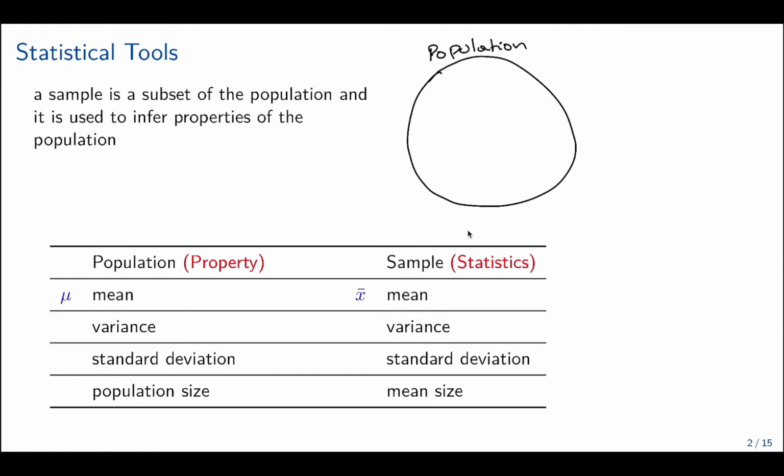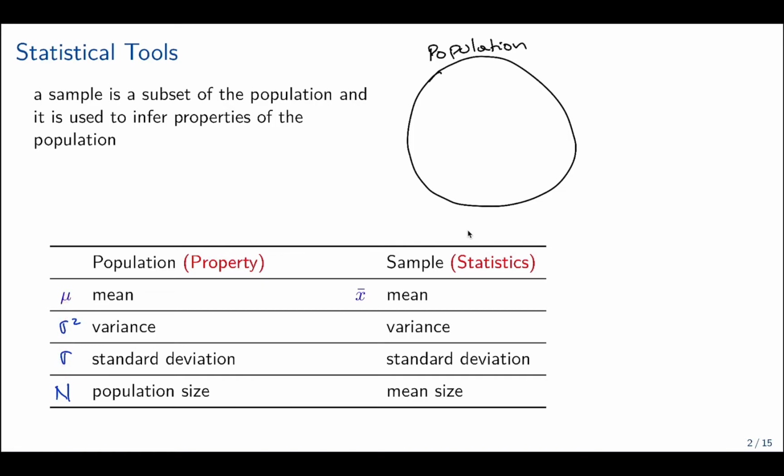One way to go is to measure the height of every single one and take the mean, the variance, the standard deviation, and the population size. So we are going to call those the properties of the population. The mean is denoted by mu, the variance is denoted by sigma squared, the standard deviation is denoted by sigma, which is the square root of the variance, and the population size is denoted by uppercase N. So you can see that these are Greek letters.